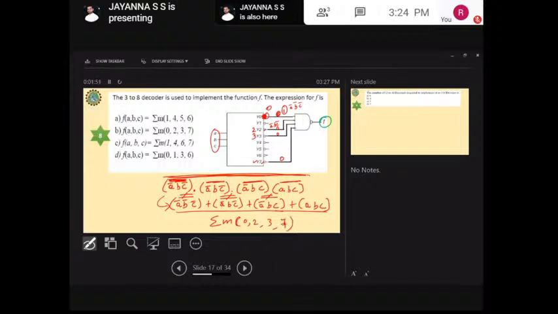Suppose in the exam you can expect there is no bubble here. If they are connected with an AND gate, you must not write this complement. Then you are going to take the double complement if they give this expression, and you are going to solve that one. Okay, option B will be the correct one for this expression.